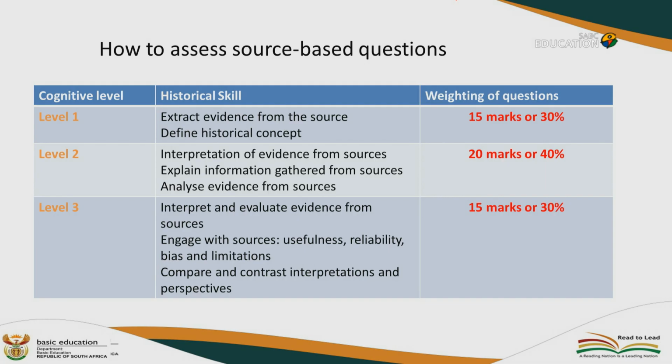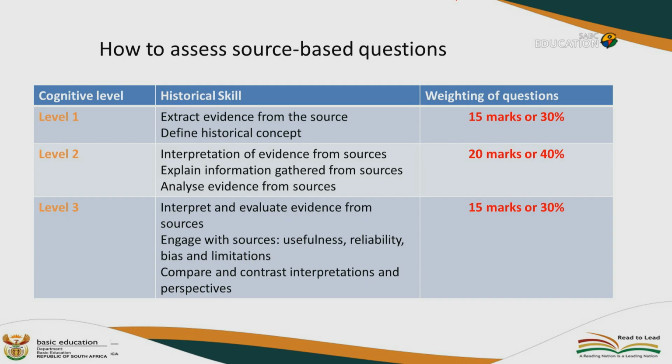Now, level 3 questions are the higher order questions. The higher order questions also carry 15 marks, which is 30%. In the higher order questions, you are requested to interpret information. You are requested to engage with sources, such as usefulness, reliability, bias, and limitations. You are also requested by the examiner in this level to compare and contrast information on different kinds of sources.